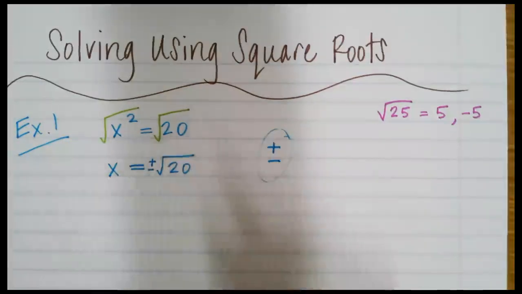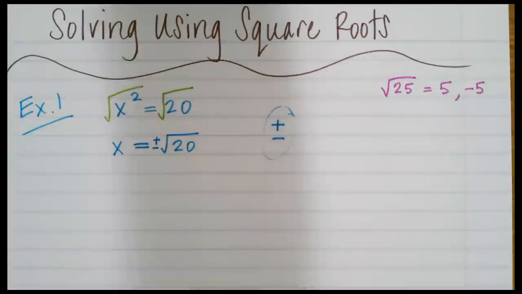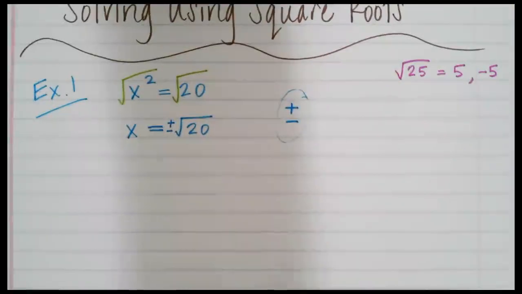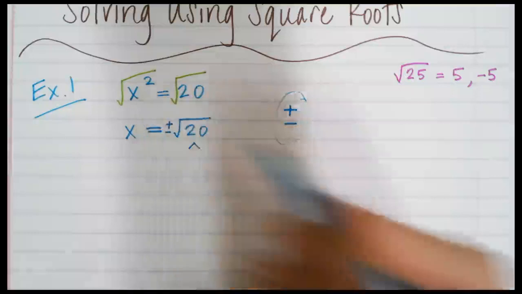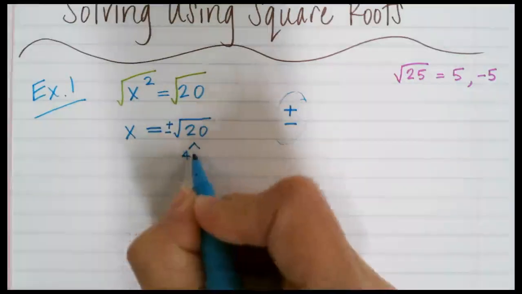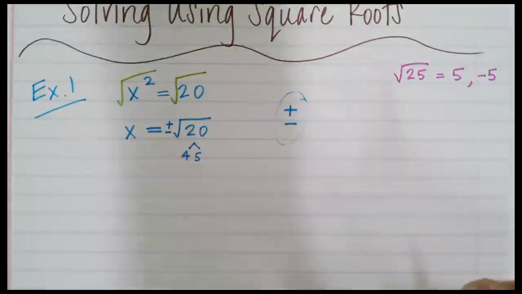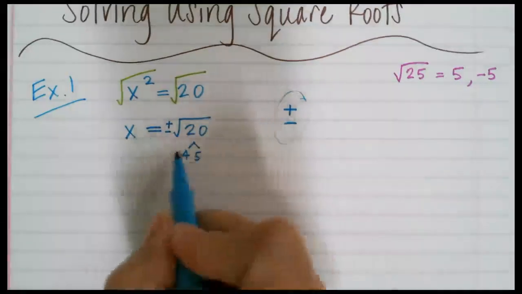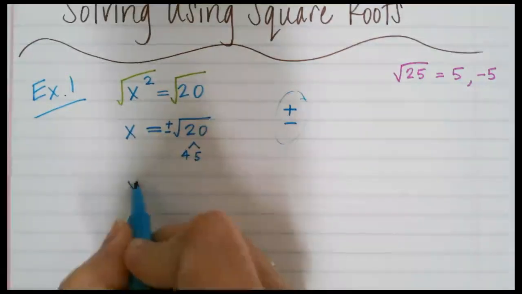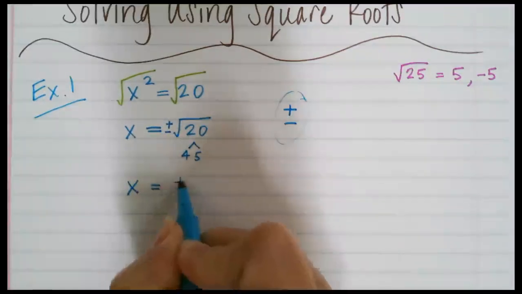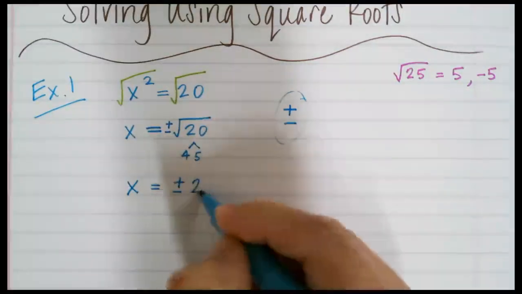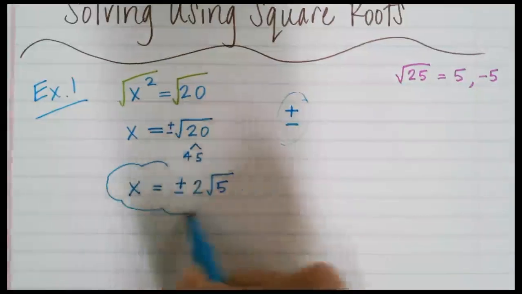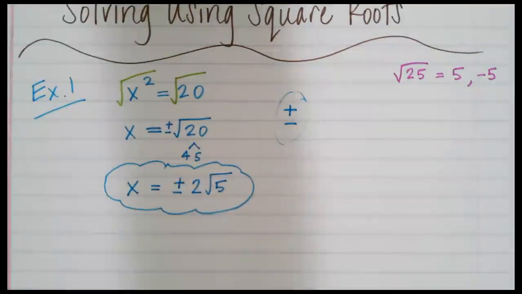Now, the other thing we want to do, since we know how to do this, is make sure that our square root is simplified. And I know that I can break 20 down to be 4 times 5. The square root of 4 gives me a pair of 2s, so I know the square root of 4 is 2. So I'm going to end up with plus or minus 2 root 5. And that is my solution.